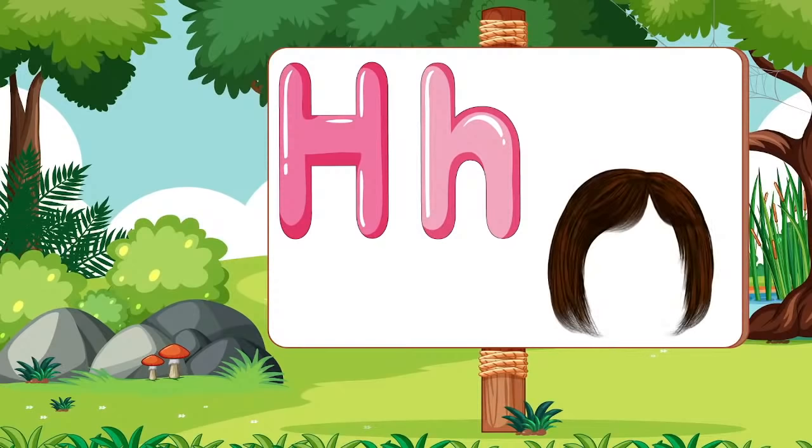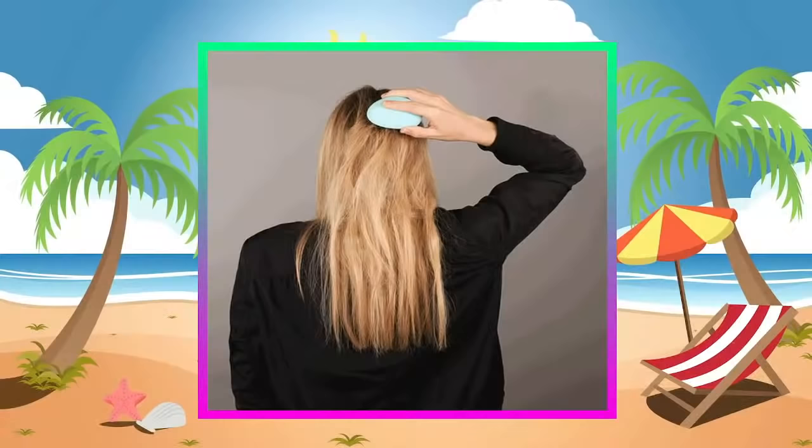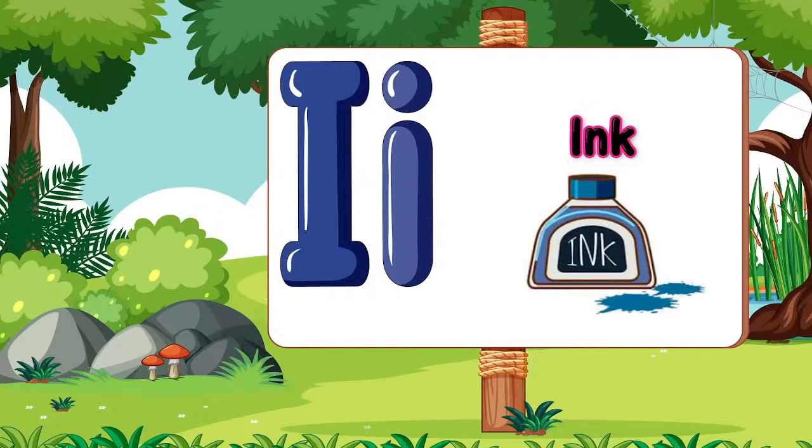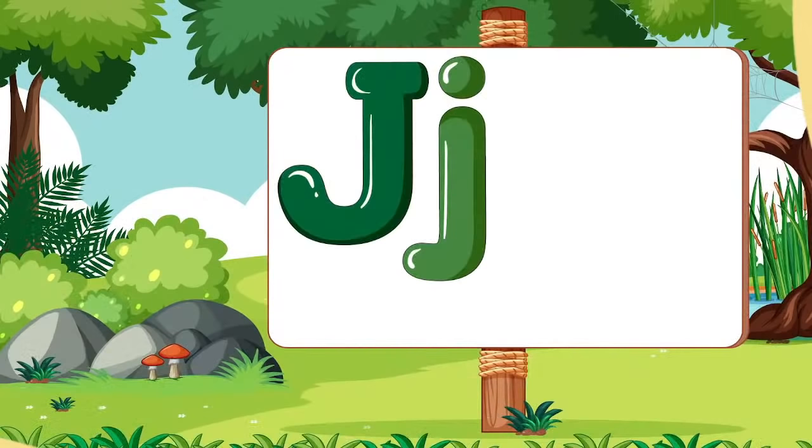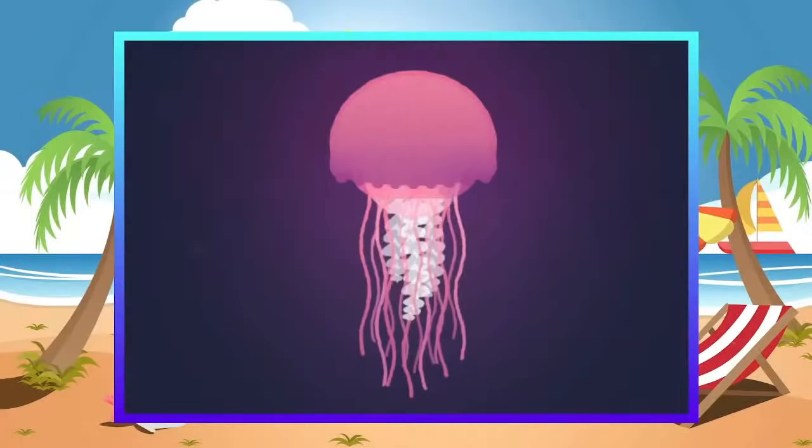H for hares. Hares. Henry hairbrush. His hair's daily. I for ink. Ink. The color of ink is indigo color. J for jellyfish. Jellyfish. Jellyfish is like jelly.